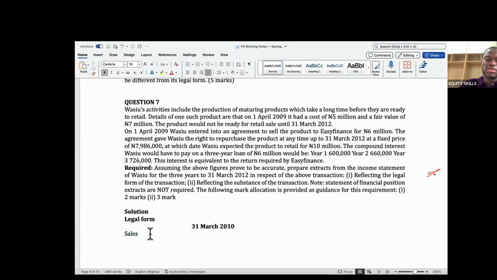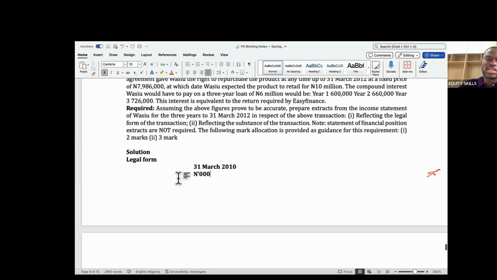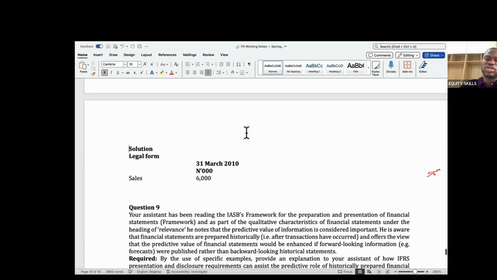Has he made any sales? Based on legal form, yes. Legal form will recognize the sale of 6 million. He will recognize the sale of 6 million, because as far as legal is concerned, you will say you have sold because you entered into an agreement to sell. So nothing concerns legal form about whether you have transferred control or not.